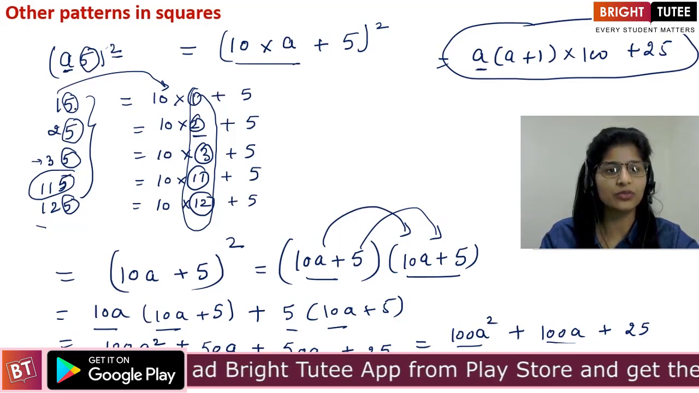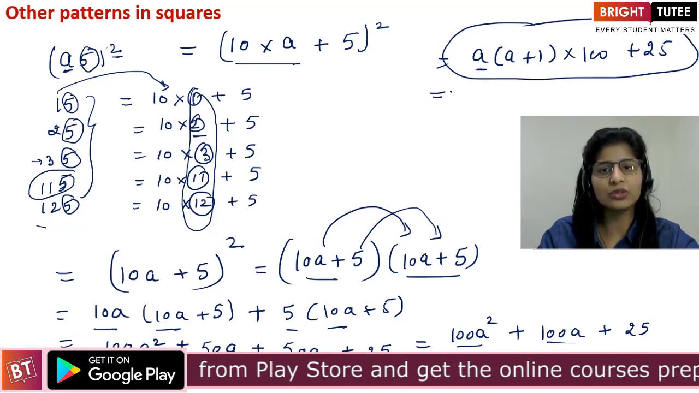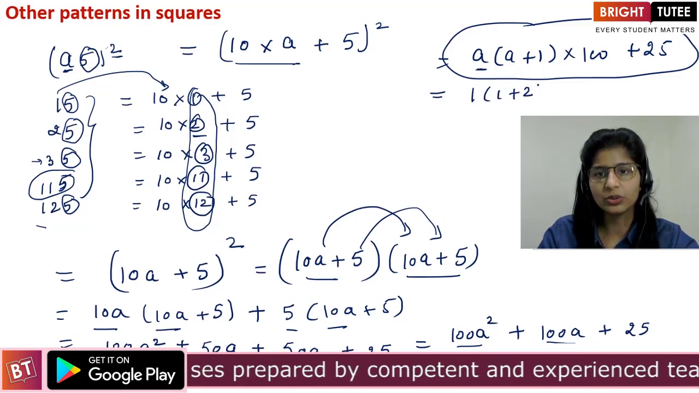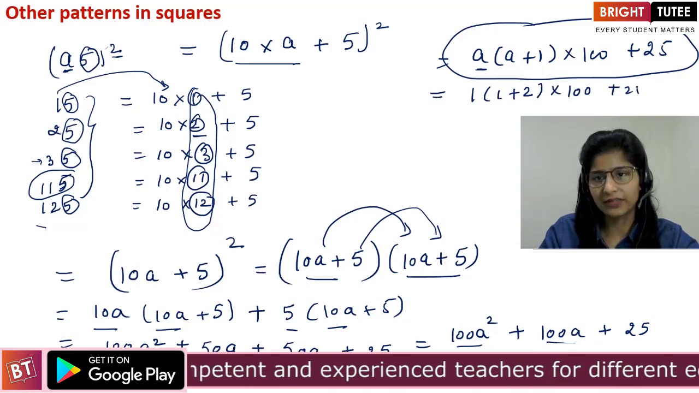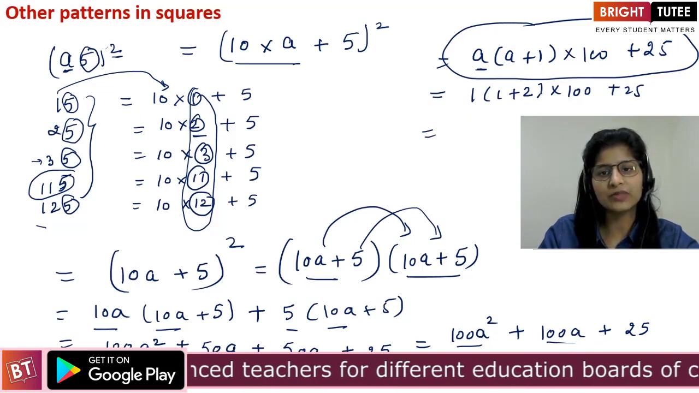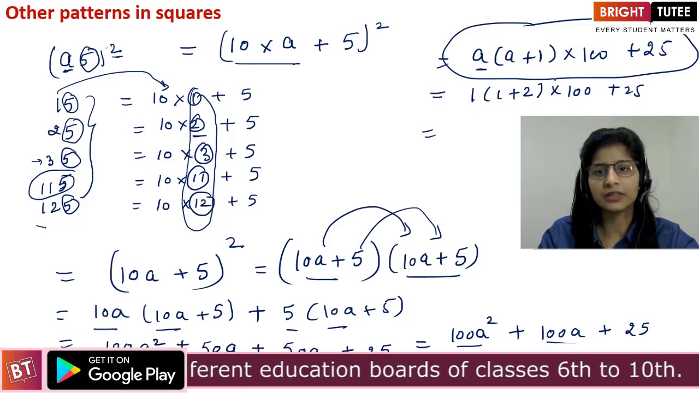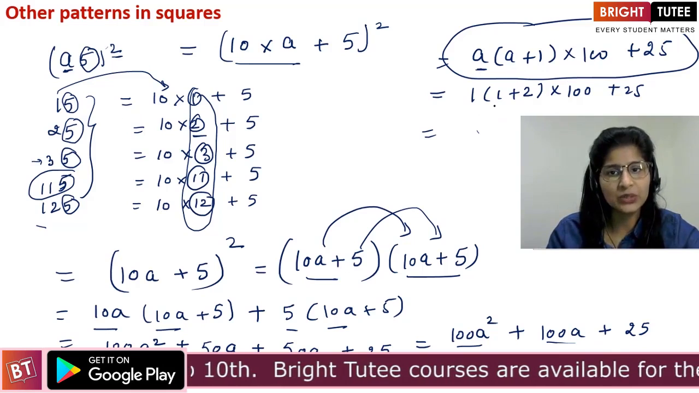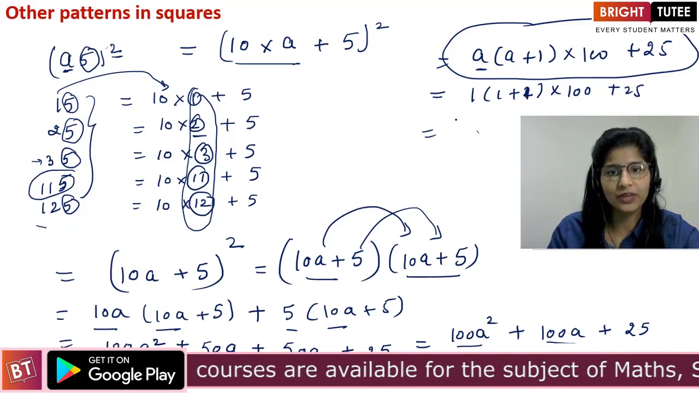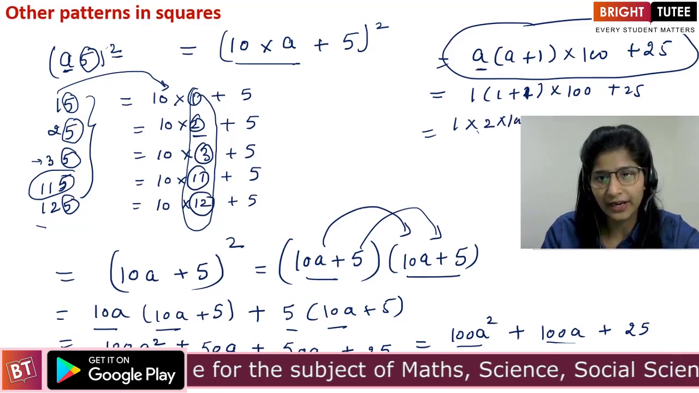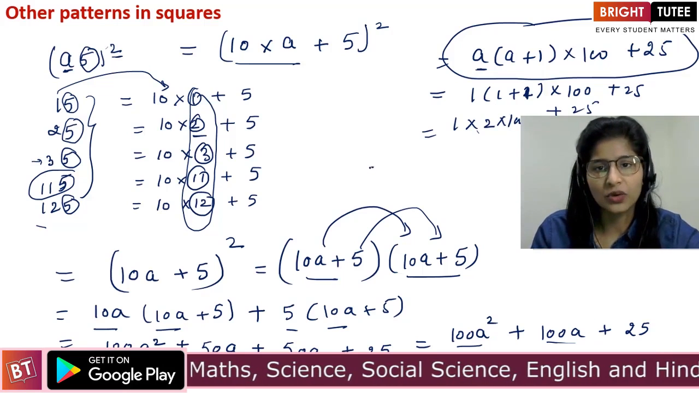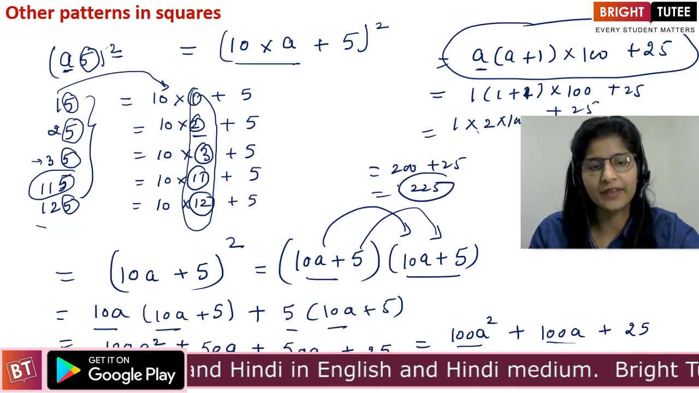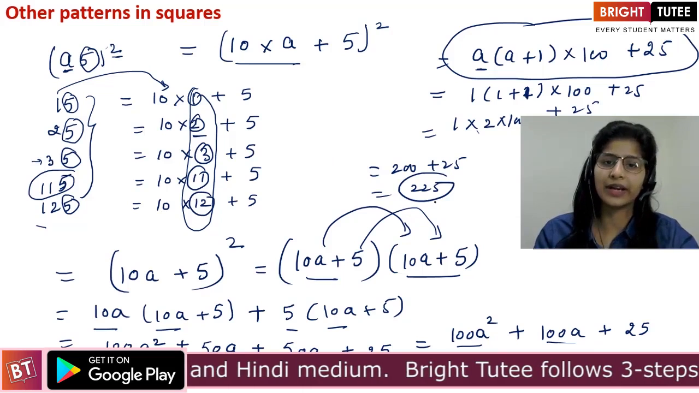So if I have to find the square of 15, what will I do? A is here 1. So 1 into 1 plus 2 into 100 plus 25. Wait, we had to do A plus 1. A is 1 and plus 1 we have to do. So we get 1 into 2 into 100 and then we have plus 25. So we get 200 plus 25, that gives us 225. So the square of 15 is 225.